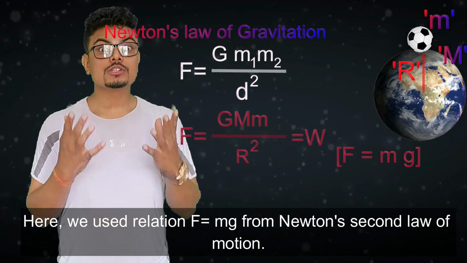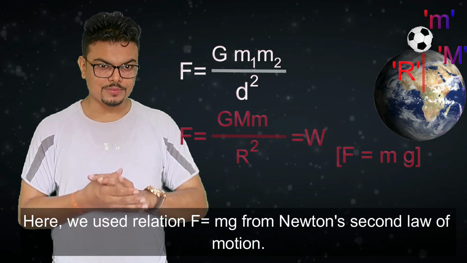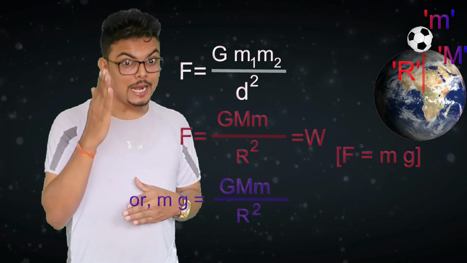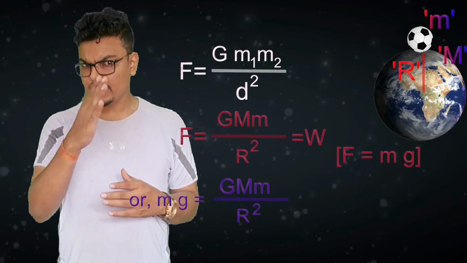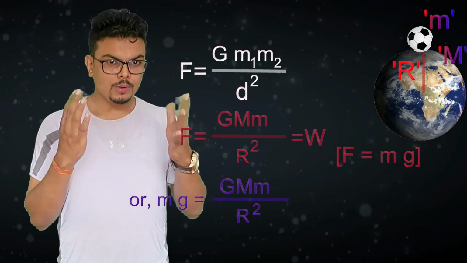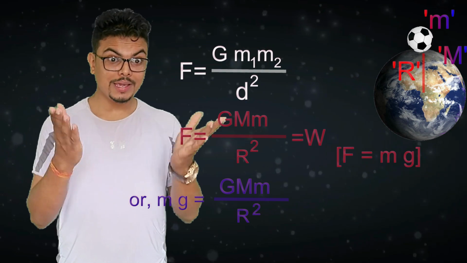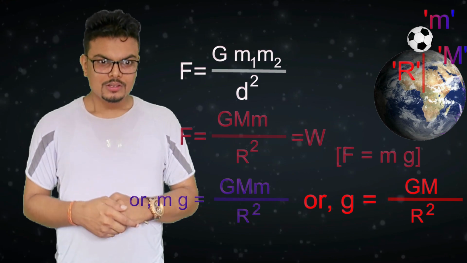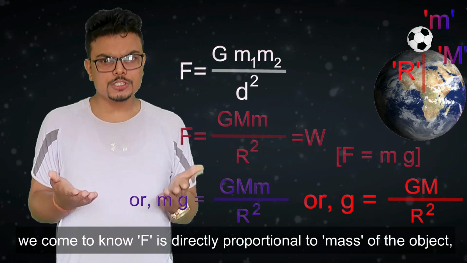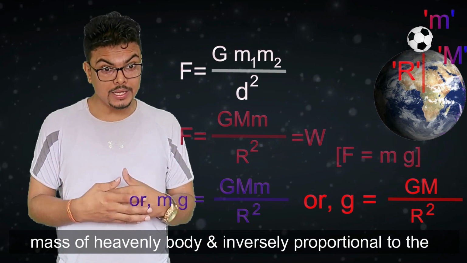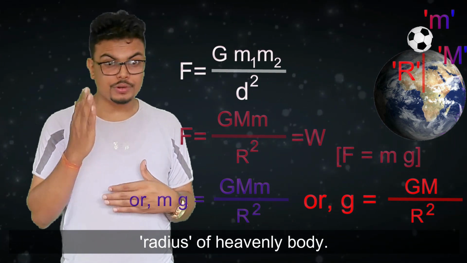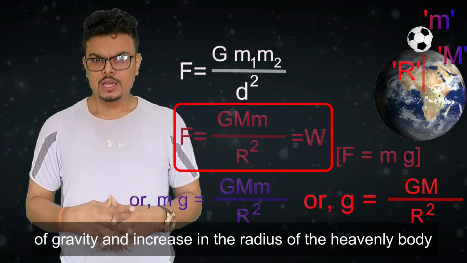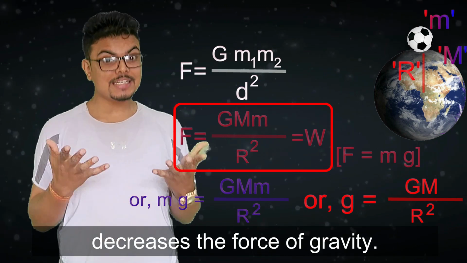So here we use the relation F equal to mg from Newton's second law of motion, where g is the acceleration produced in the body, or m multiplied by g equal to G times capital M small m divided by r square. Small m from both sides can be cancelled, and we get small g equal to G times capital M divided by r square. So here we come to know g is directly proportional to the mass of the heavenly body, and inversely proportional to the radius of the heavenly body. That is, increase in the mass of the heavenly body increases the force of gravity, and increase in the radius of the heavenly body decreases the force of gravity.